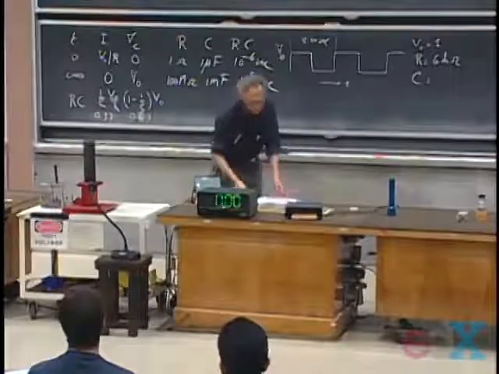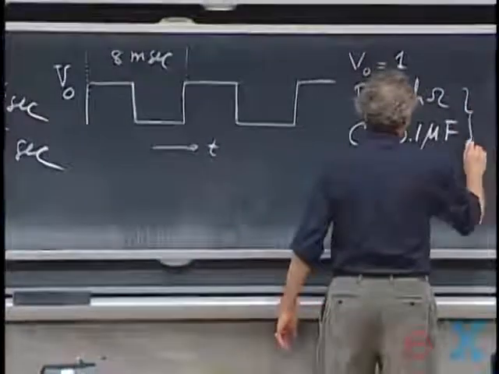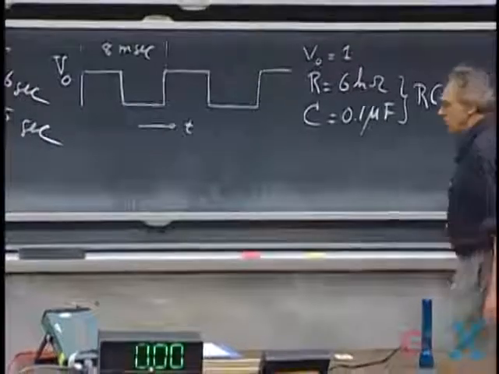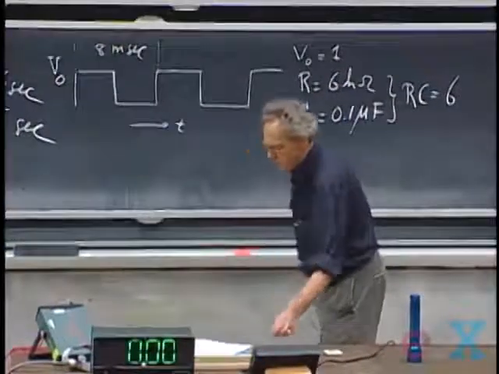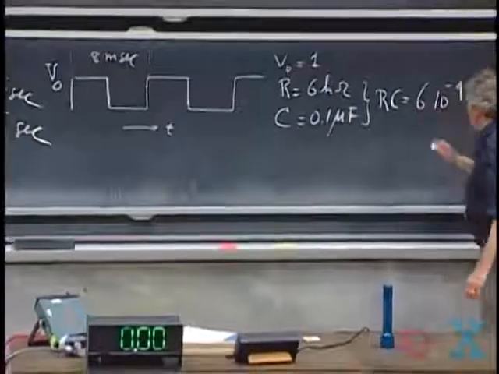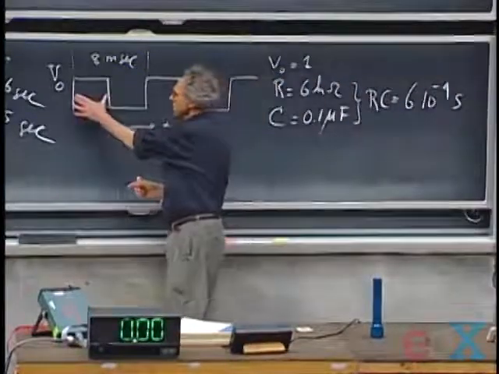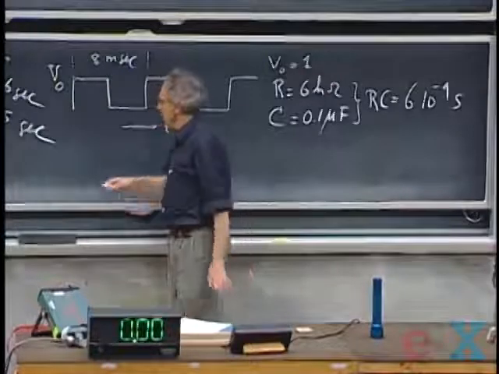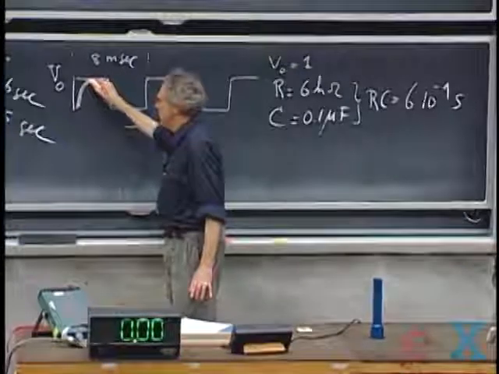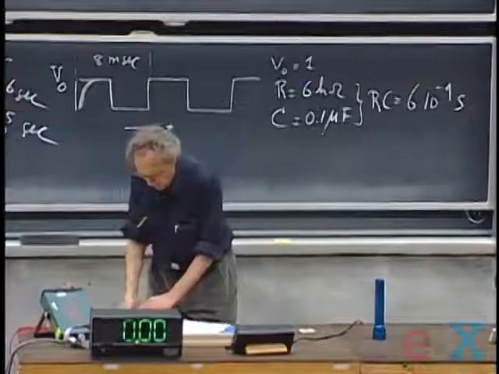And there's a reason why I've chosen these values. This is 0.1 microfarad. And so the RC time is 6 times 10 to the minus 4 seconds. So this is 0.6 milliseconds, which is substantially smaller than 4. And so you can expect that the capacitor becomes almost fully charged in this 4 milliseconds. That's why I chose the RC time substantially smaller than 4 milliseconds.